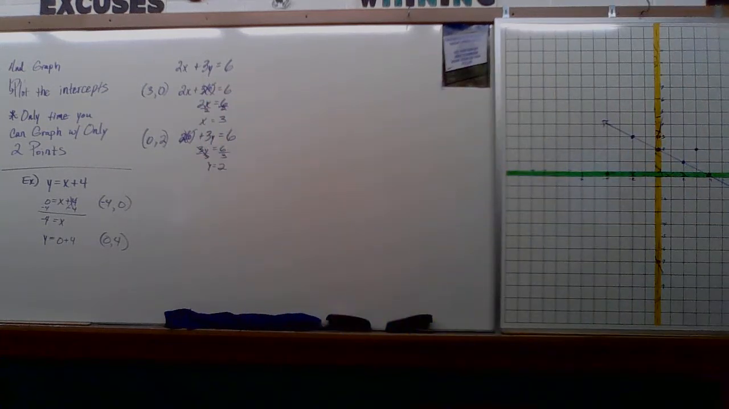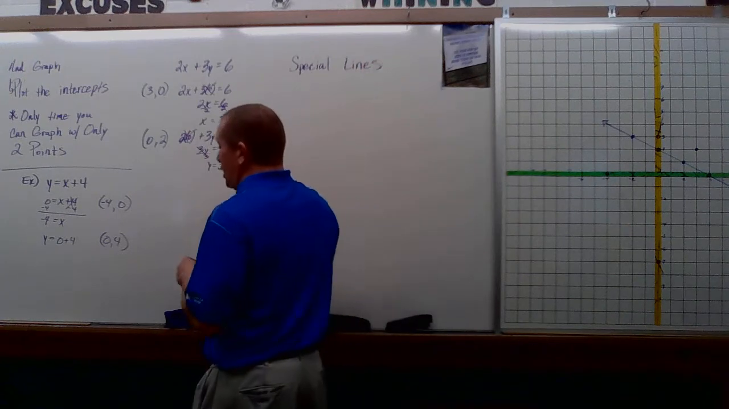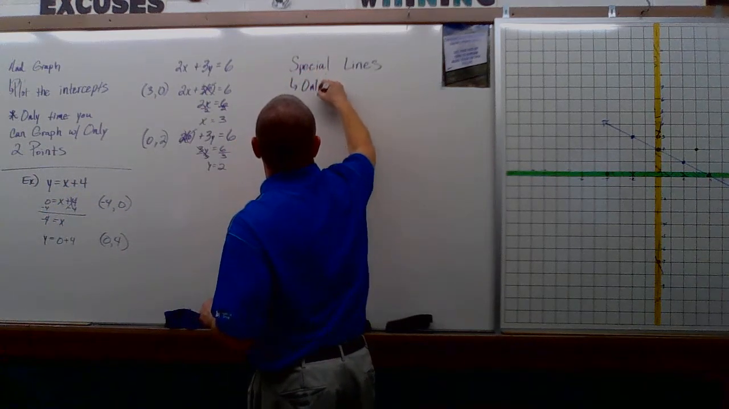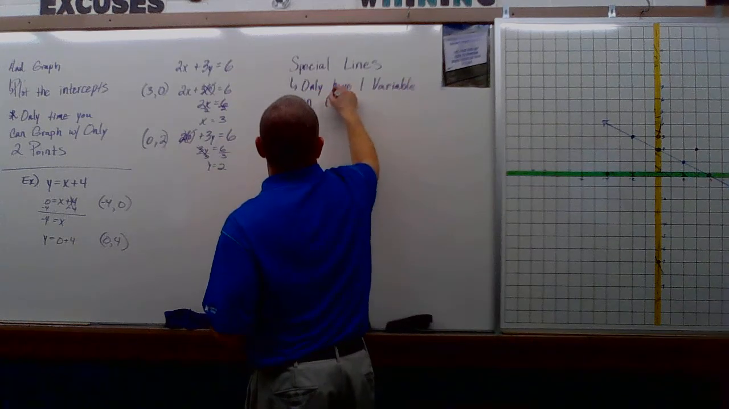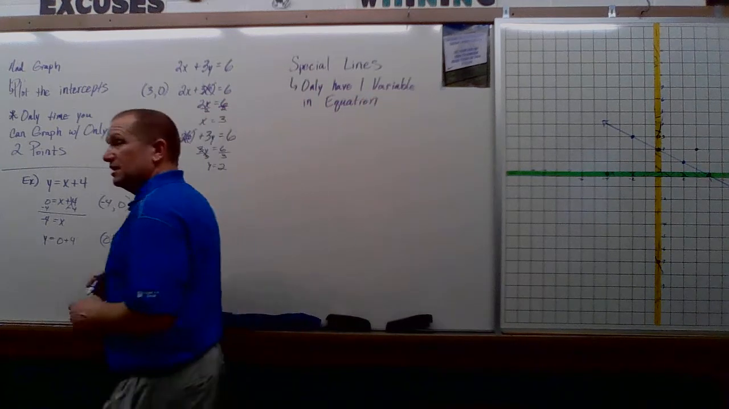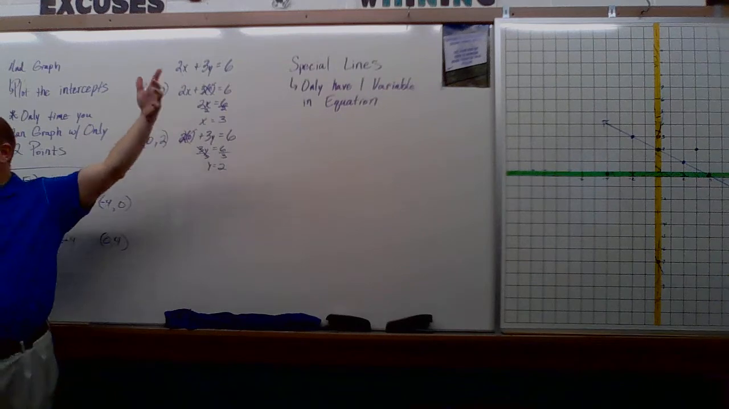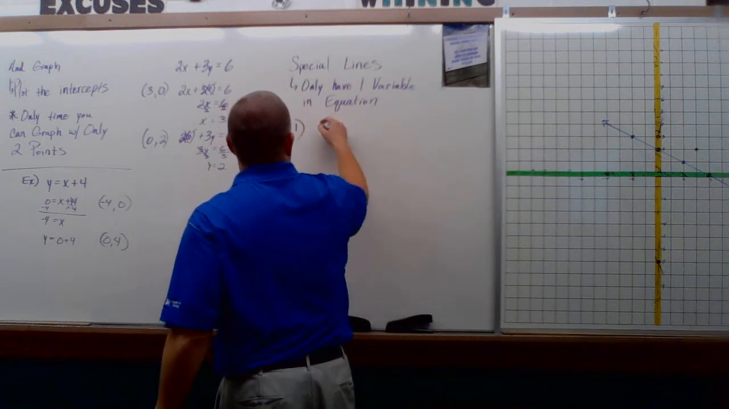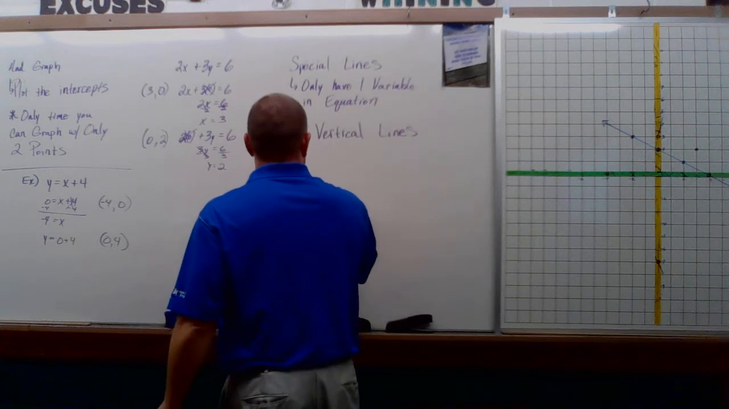The last thing that we do in this section is talk about what I call special lines. These lines are special because they only have one variable in the equation. Every single equation that we talked about in the last 2 days has always had 2 variables, right? X plus 2y. Y equals x. 2x plus 3y. They all have 2 variables. Well, the special lines are only going to have 1. So my 2 special lines are vertical lines and horizontal lines.